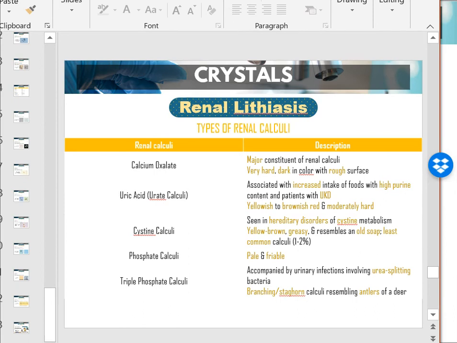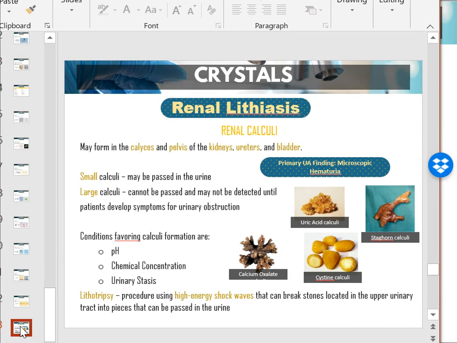Alright, so phosphate calculi are pale and friable. Phosphate, pale, PP. Next, we have your triple phosphate calculi, accompanied by urinary infections involving urea-splitting bacteria. These are the staghorn calculi. Their disease is caused by them. That's triple phosphate, guys.